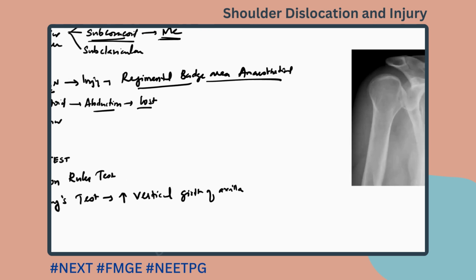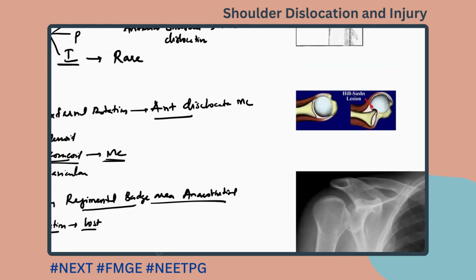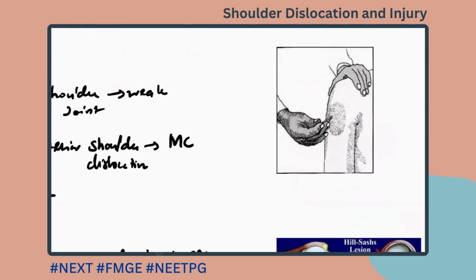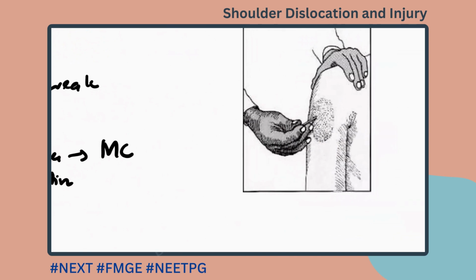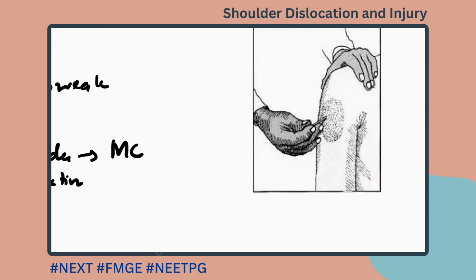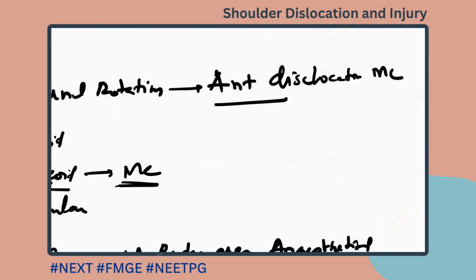So if you see here, what is the area which she is checking for sensation? Deltoid, the regimental badge area. So if there is anesthesia in this region, what is the nerve that is injured? Axillary nerve, injured in shoulder dislocation. Okay, clear? So this is about the shoulder dislocation, and these are the various tests.